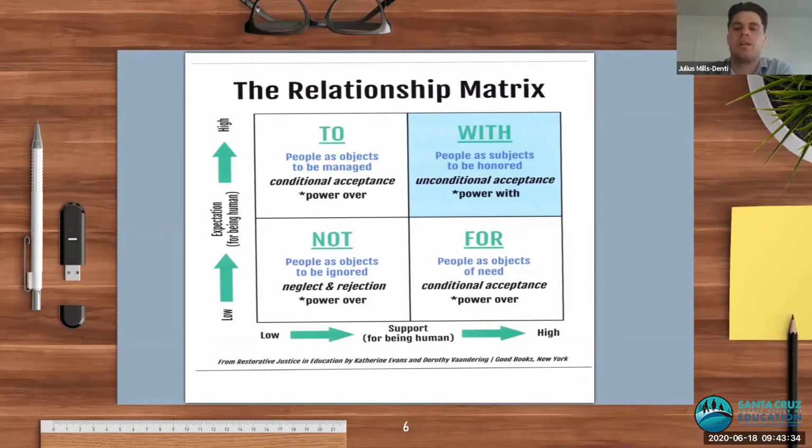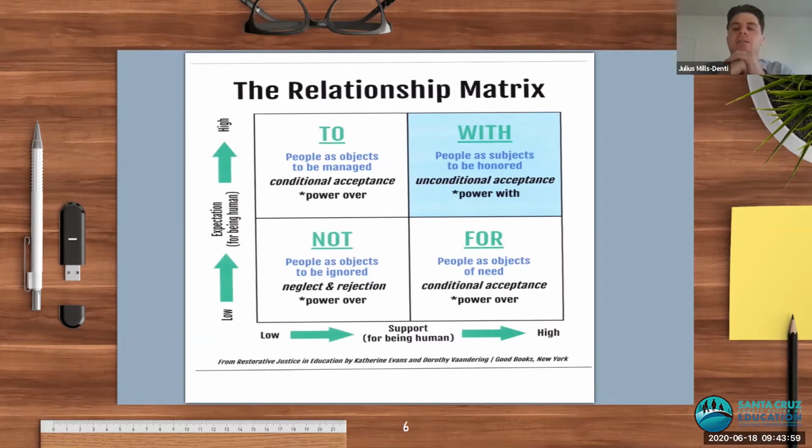There's 4 foundational elements. If you were to come to a 3-day training, we would go over all 4 of those, but this is the most important one. This gives us an idea and a roadmap of how we want to be when we're working with kids. The 2 up in the top left corner is when we're in this punitive mode where we're using our power over someone.